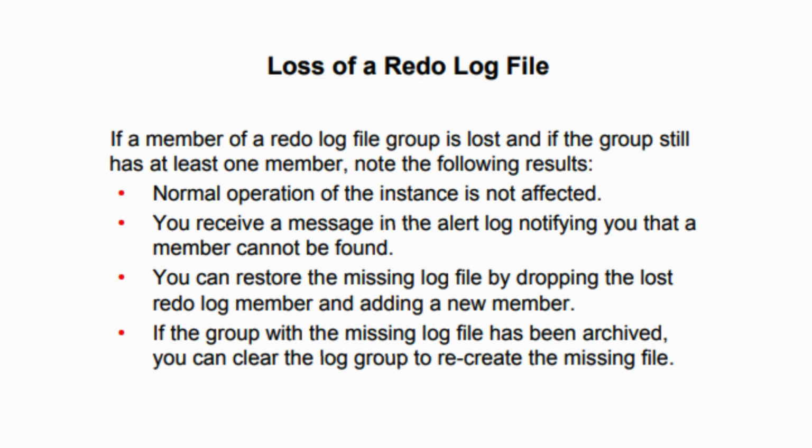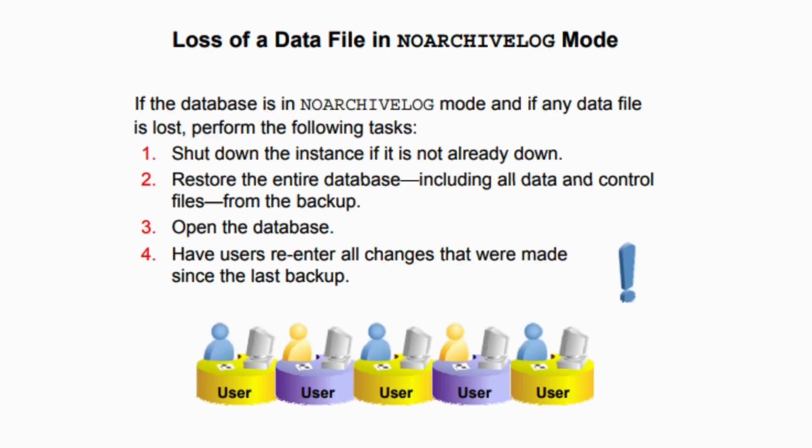3. If the media failure is due to the loss of a disk drive or controller, rename the missing file. 4. If the group has already been archived, or if you are in NOARCHIVELOG mode, you may choose to solve the problem by clearing the log group to recreate the missing file or files. You can clear the affected group manually with the following command: ALTER DATABASE CLEAR LOGFILE GROUP <integer>. The loss of any data file from a database in NOARCHIVELOG mode requires complete restoration of the database, including control files and all data files.